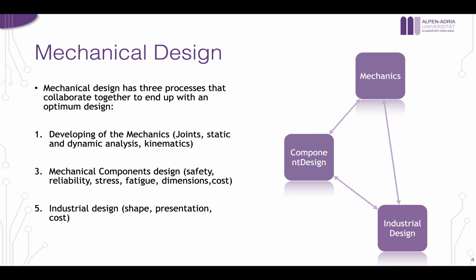Now, mechanical design in general has three processes or components. So there is the mechanics, there's industrial design, and there's component design. As you see in the figure, it's not a flow chart here, so it's not necessarily that you start with one and then the other would follow. It's more like an iterative process.